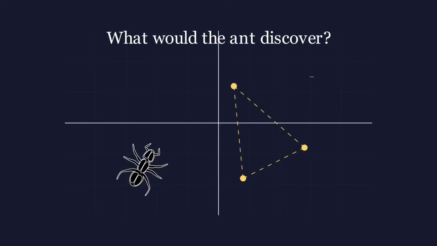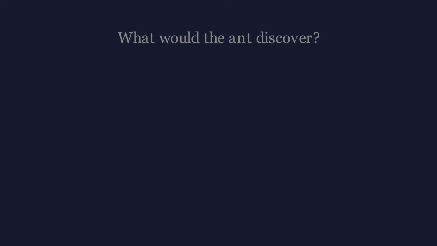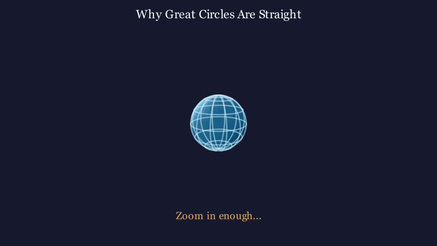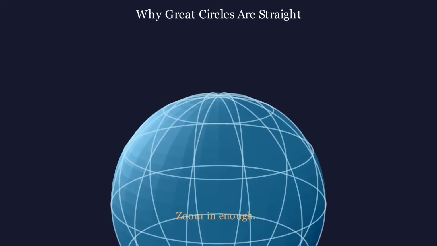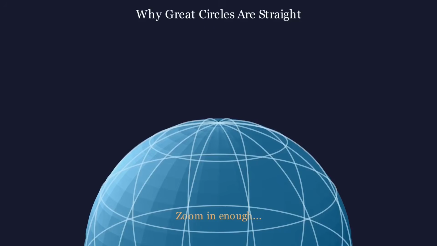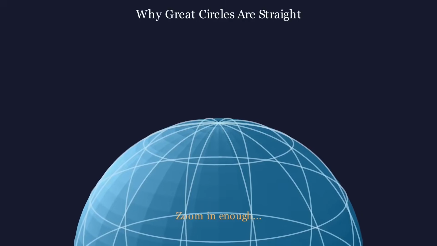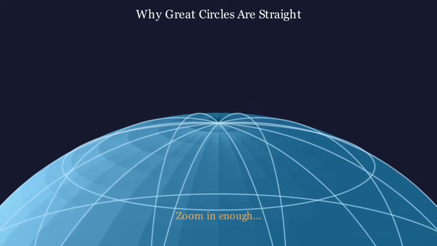So, what would our ant discover crawling on a surface it cannot see? What secret would its own triangular path reveal? Look at a sphere from far away and you see its curvature clearly. But zoom in closer, and something remarkable happens. The surface begins to look almost flat, like a plane stretching out before you. Zoom in enough and any surface looks flat.